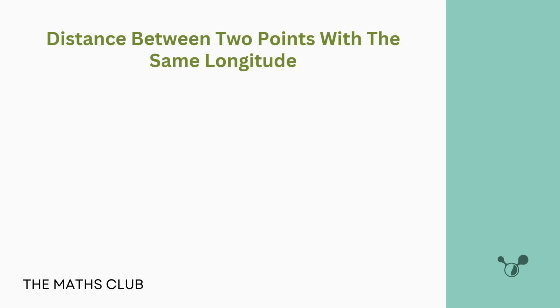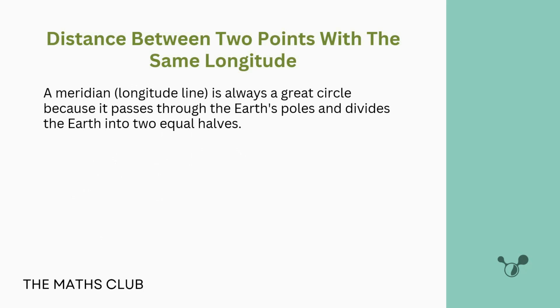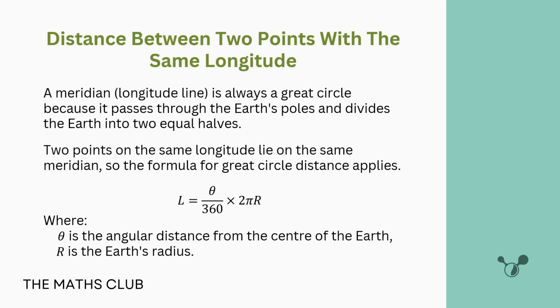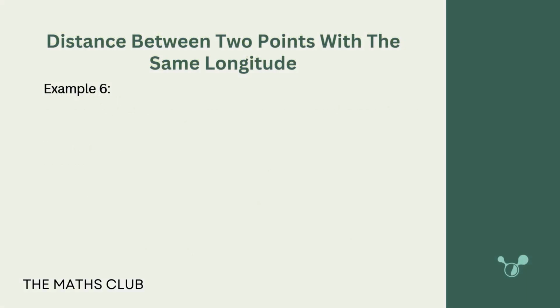Now, distances between 2 points with the same longitude. We already discussed that this is also a distance along the great circle. Here we said the meridian, the longitudinal line, is always a great circle because it passes through the Earth's poles and divides the Earth into 2 equal halves. You might not be able to picture this, because you're looking at it in that way, but if you do the 3D view of the Earth with the lines, you see that every point on the longitudinal line divides that circle into 2 equal halves. So 2 points on the same longitude lie on the same meridian, so the formula for great circle distance applies, and we know this.